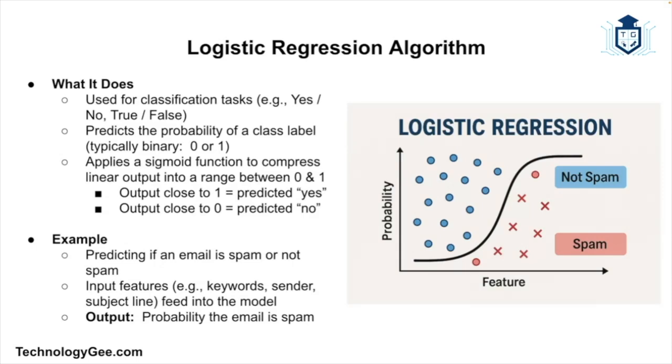Then we have what is called logistic regression, and this is used for classification problems like yes, no, or true or false outcomes. Now, unlike linear regression, logistic regression squeezes its output between 0 and 1 using something called the sigmoid function. So if the result is closer to 1, then it's likely to produce an outcome of yes. If it's closer to 0, then it's going to be a no. In a real life example, it can be used for predicting whether or not an email is spam or not spam.